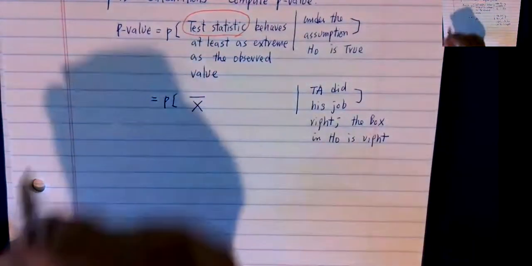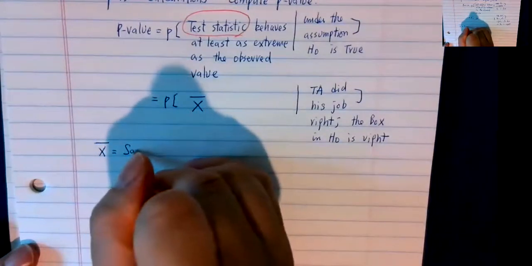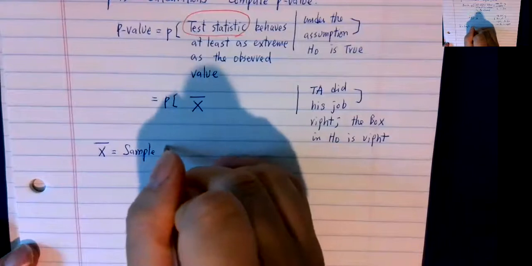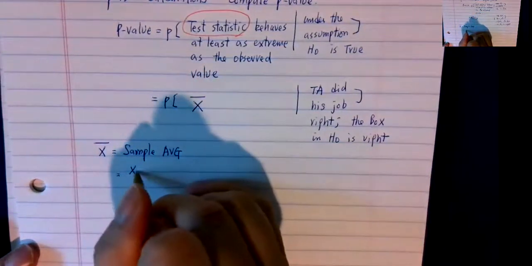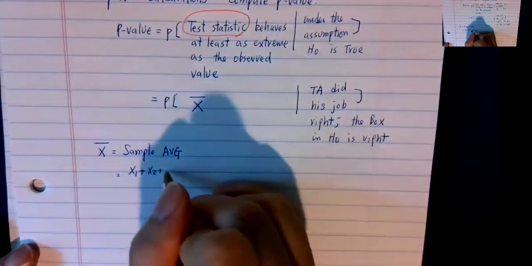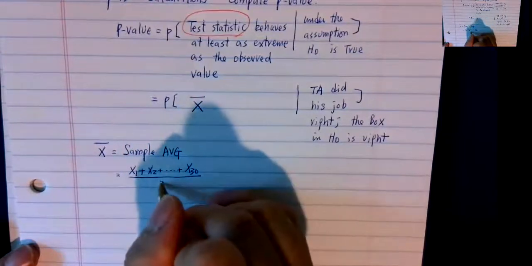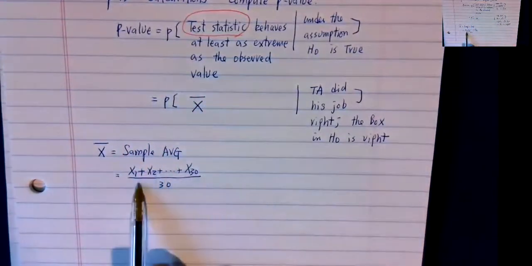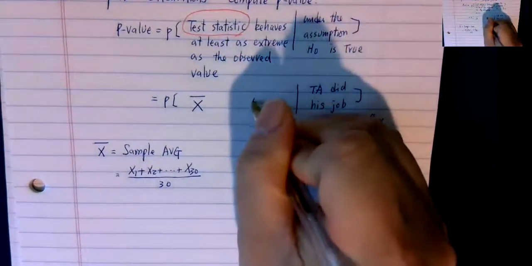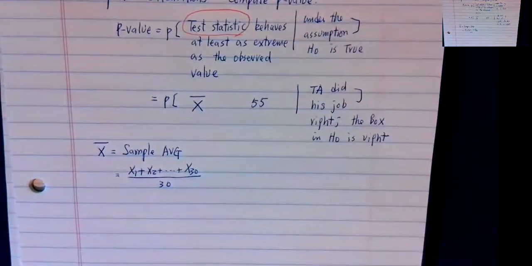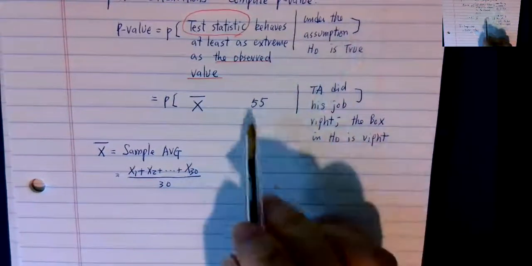What's X bar? X bar is a sample average. The sample average is x1 plus x2 plus all the way up to x30, and then you divide it by 30. The 30 students' average in his section is the observed value, and the observed value of his section is only 55. Do you see?